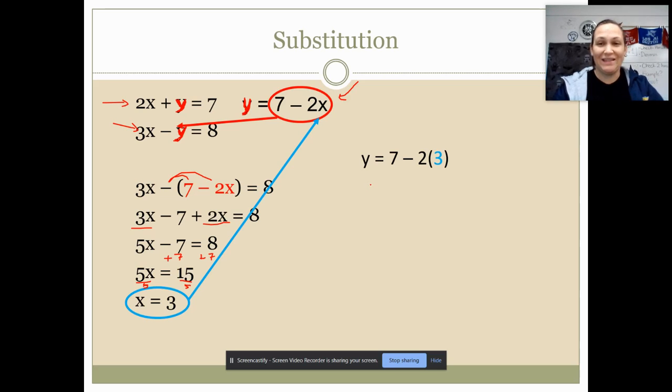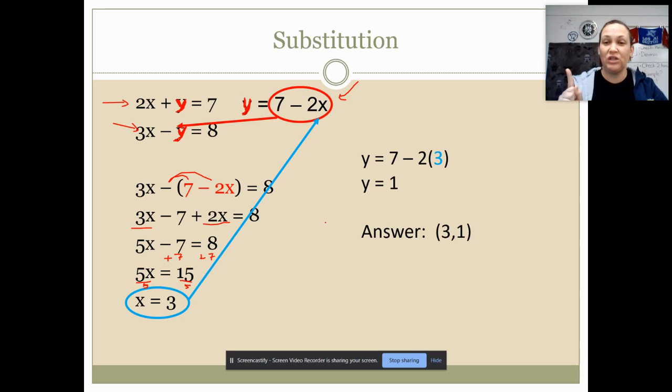2 times 3 is 6, and 7 minus 6 is 1. And I now have both of my numbers, so I can write my one solution, which is the ordered pair 3, 1. Remember, this is considered to be one solution because it is a single dot on the graph.